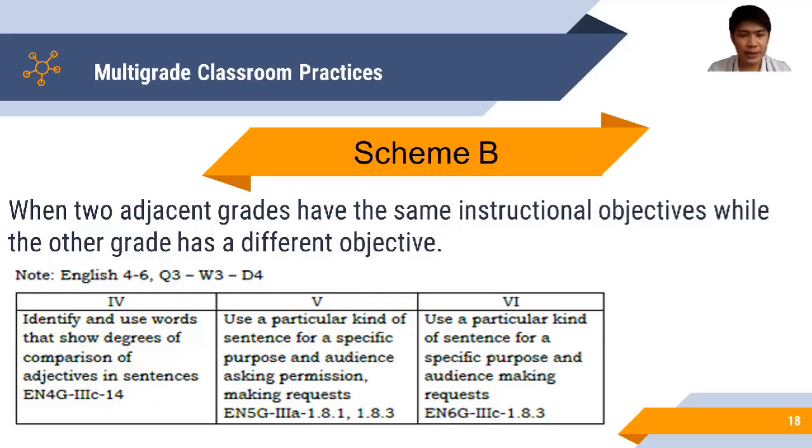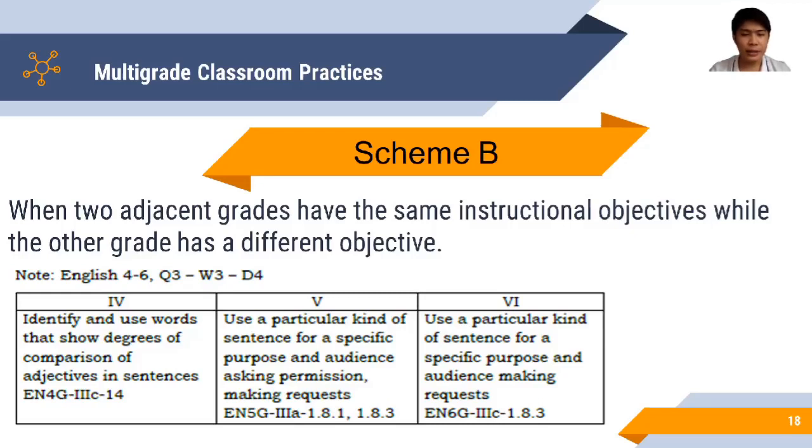When 2 adjacent grades have the same instructional objectives, while the other grade has a different objective. Ito naman po, for example, in handling 3 grade levels, dalawa sa 3 klase niya ay magkapareho ng instructional objective at yung isa ang naiiba. So this is the time for the teacher to use the scheme B lesson plan, meaning to say those 2 grade levels na magkapareho ang instructional objectives, the teacher can take those 2 grade levels as a single class or as a single group. And then magbabago lang po, of course, sa level of activities na ibibigay.